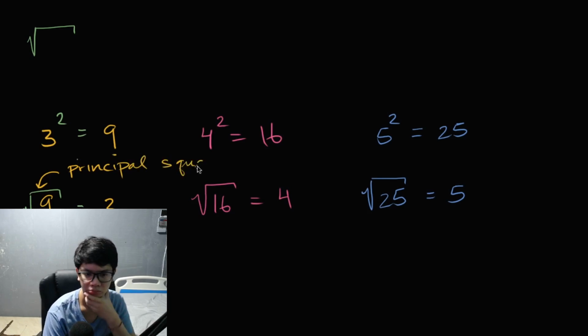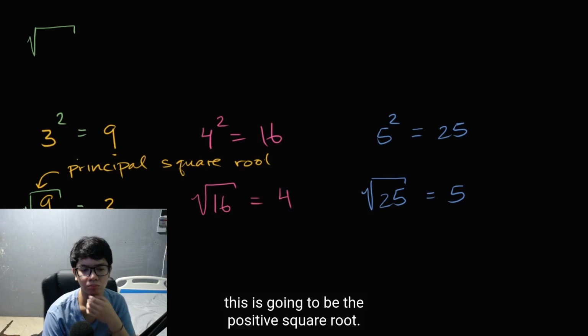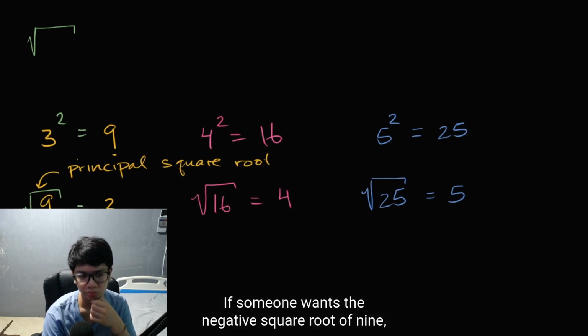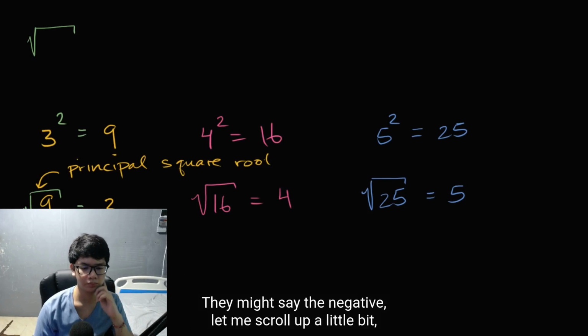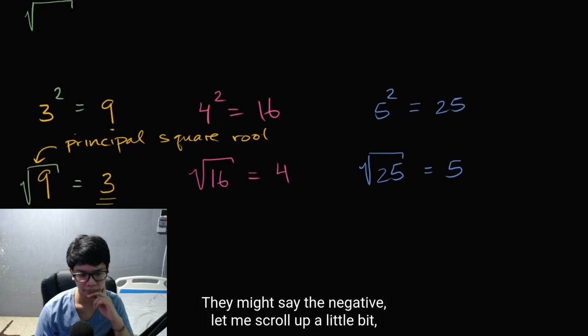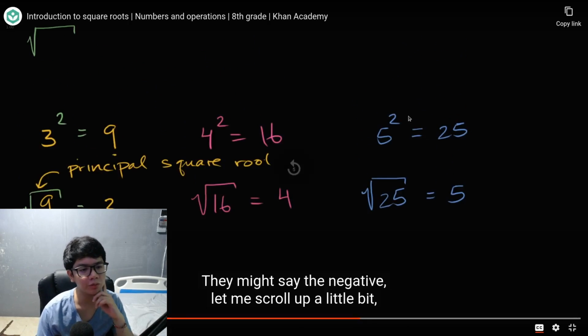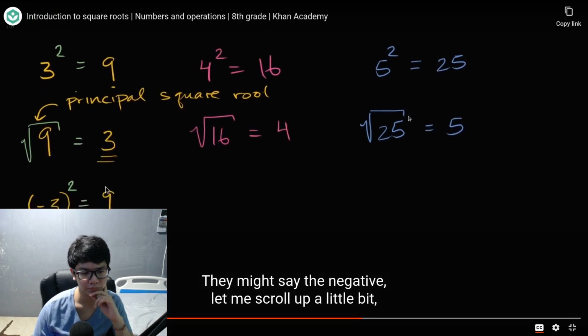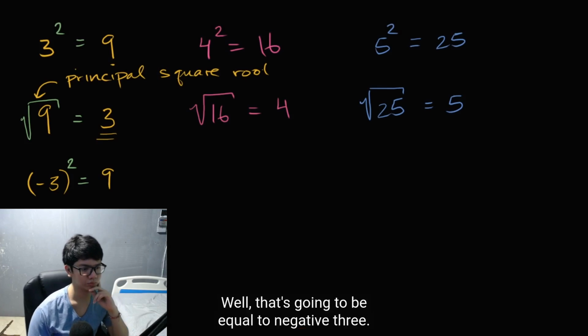Square root. And another way to think about it, it's the positive. This is going to be the positive square root. If someone wants the negative square root of 9, they might say something like the negative square root of 9. Well, that's going to be equal to negative 3.